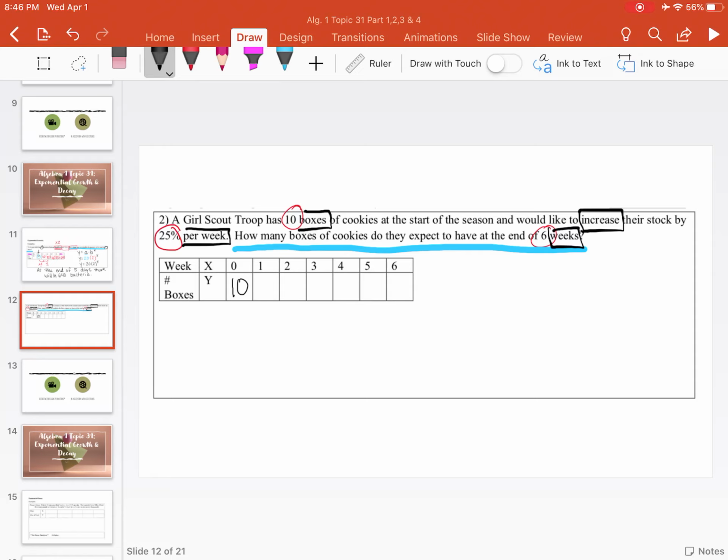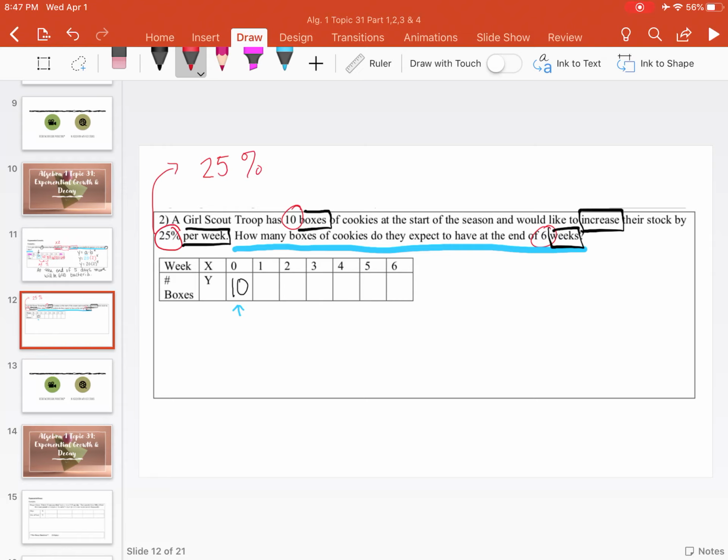So if we have on week 0, we start with 10 boxes of cookies. So this here is going to be my y-intercept. Now, after the next week, they want to increase their stock by 25%. So we see this 25%. Let's just convert this to a decimal to make our lives a little bit easier.